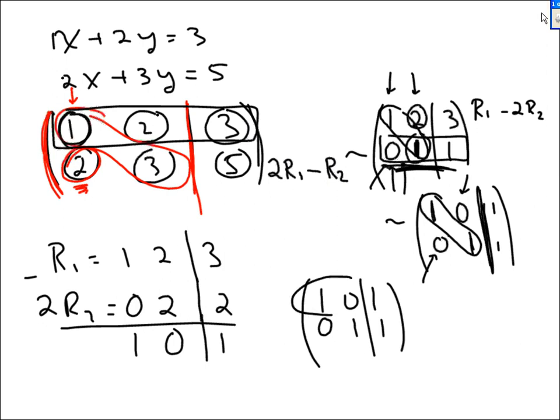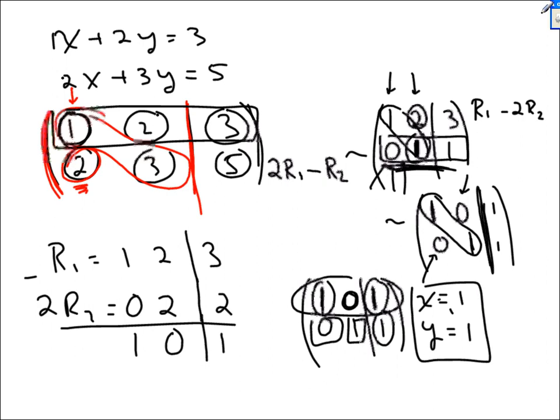This first equation says 1x plus 0y equals 1. 1x is x, plus 0y, but 0y is 0, so x plus 0 is x, equals 1. And 0x plus 1y: that's y equals 1. So there is the answer. x and y both equal 1.